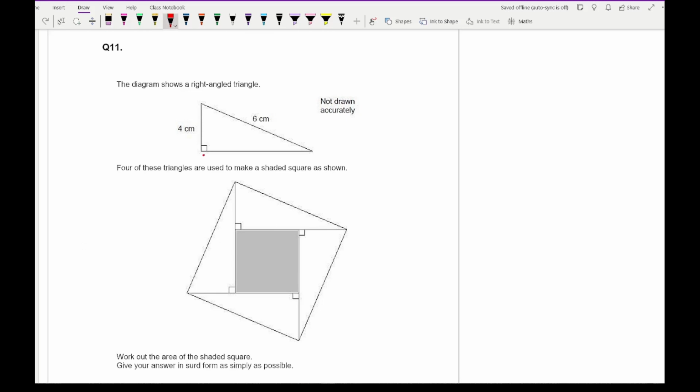So first things first, what we need to do is work out what this length here is. If I just call that x, then to work out x, I'm going to do x squared equals 6 squared minus 4 squared. So x squared is going to equal 36 take away 16. So x equals root 20. So from this, what I then know is that all of this distance here is root 20, and this distance here is 4. So that means that this distance here must be root 20 minus 4.